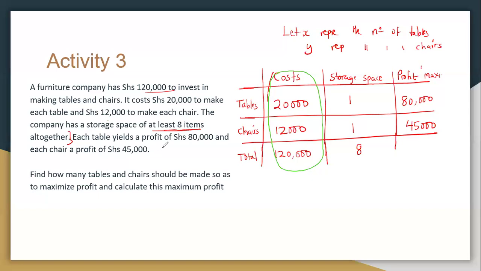Now, what are you going to do? I want you to look at, they are telling you that a furniture company has 120,000. What does that mean, members? Which inequality are we going to use? Let me know through the chat. If it has 120,000, which inequality are we using? Less than or equal. Very good.